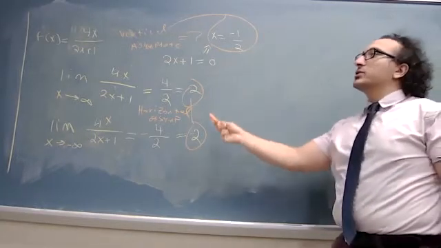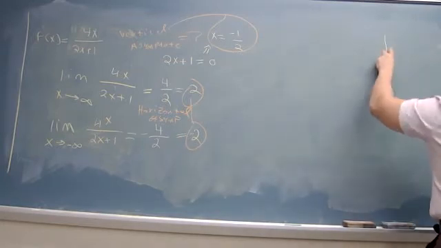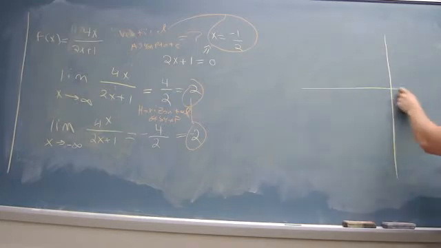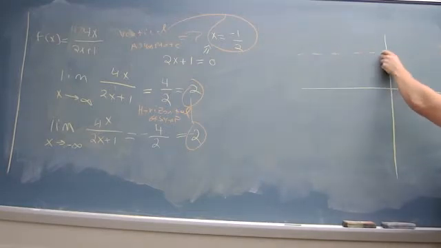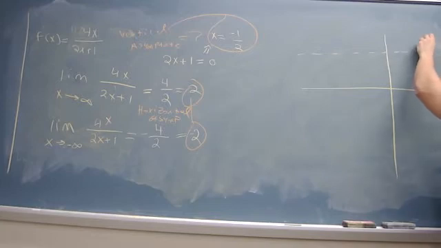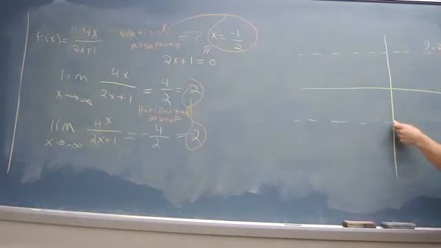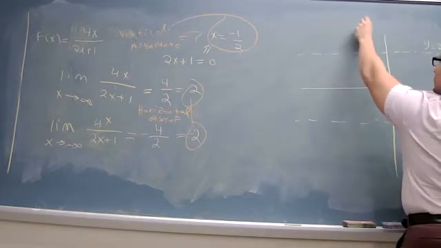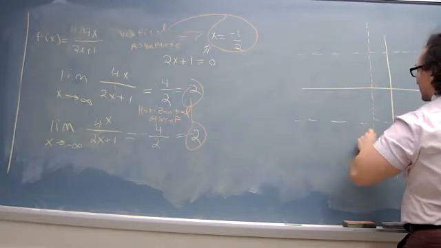So now with this information, we can have a way of graphing it and knowing what it looks like. We know that there's going to exist a horizontal asymptote at y equals 2. And we know there's going to exist a horizontal asymptote at y equals negative 2. And furthermore, we know that there is going to exist a vertical asymptote at x equals negative 1/2.